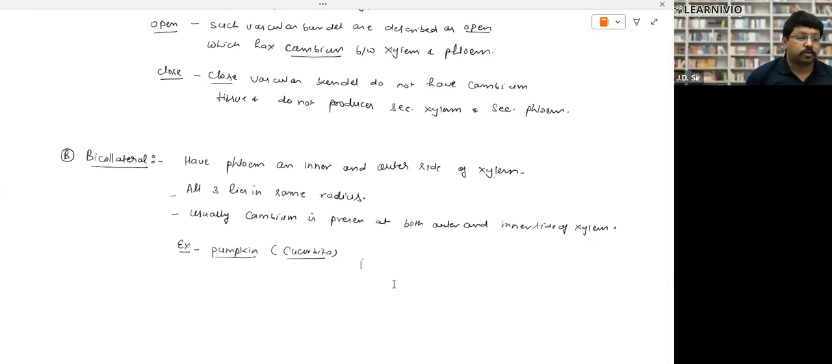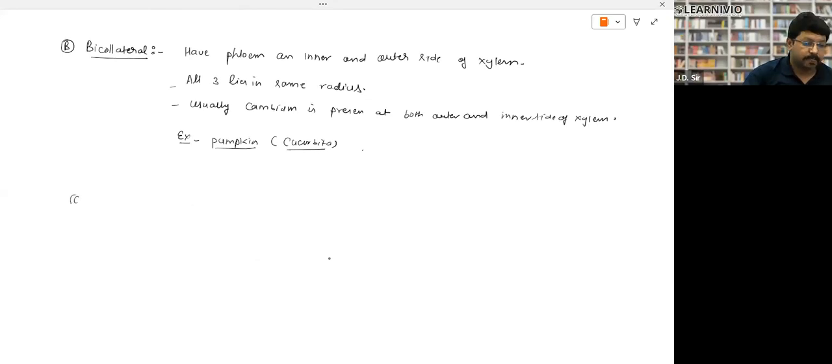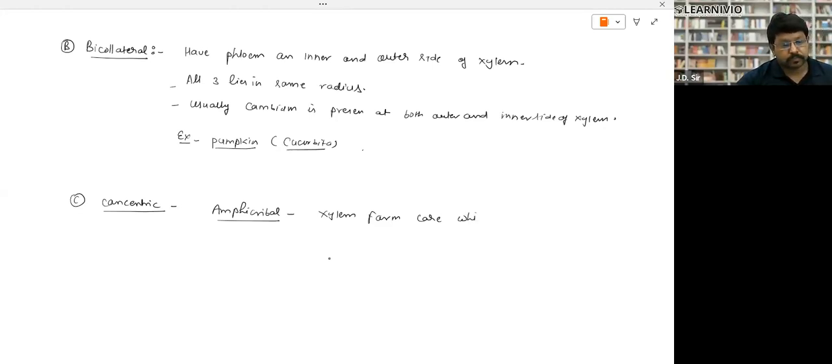Then come to the concentric vascular bundle, the third category, C. In concentric bundle, they may be of two types: amphicribal, where xylem forms the core while phloem surrounds it.